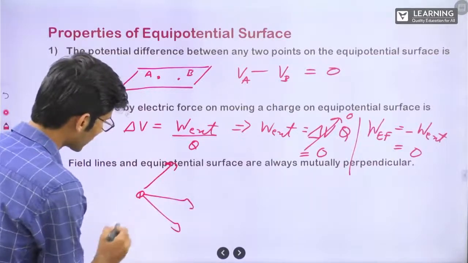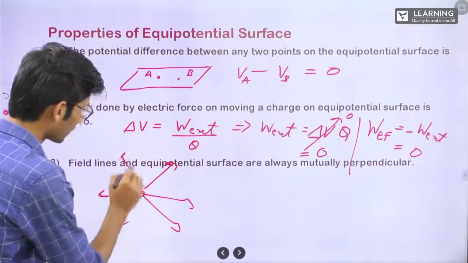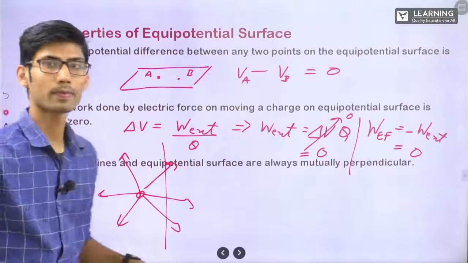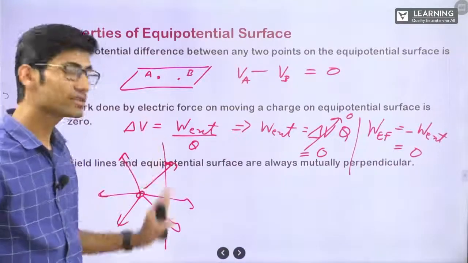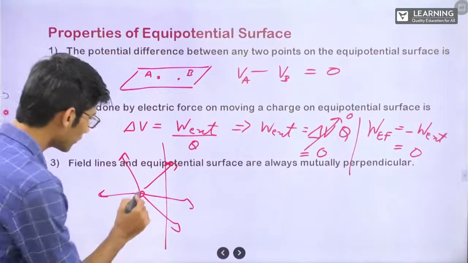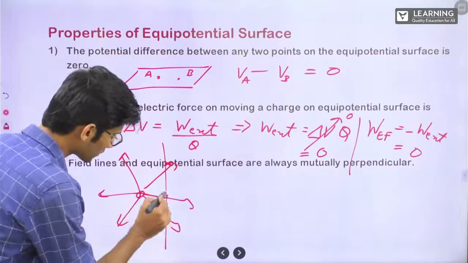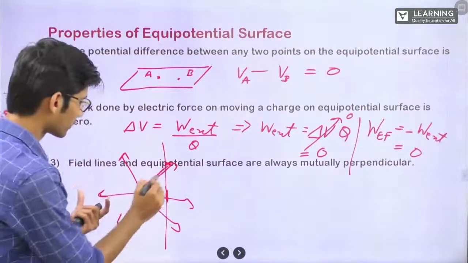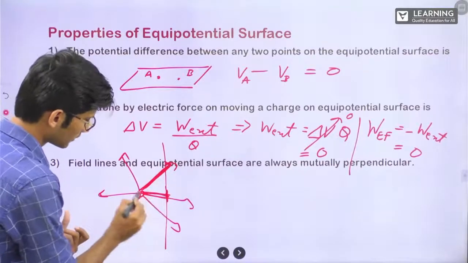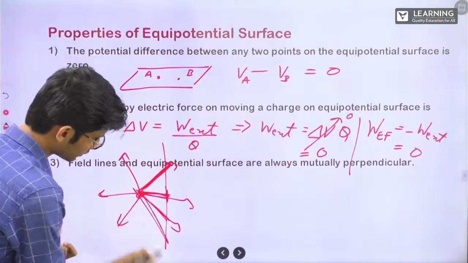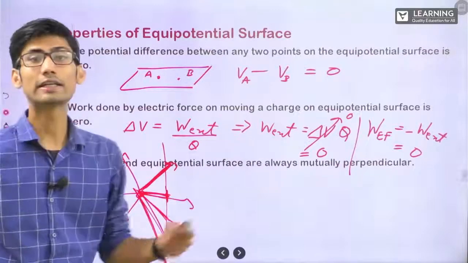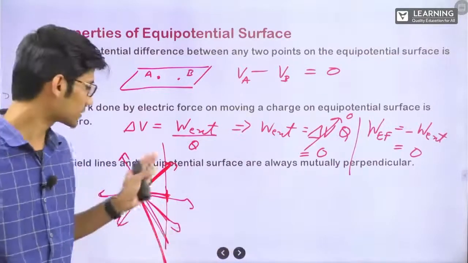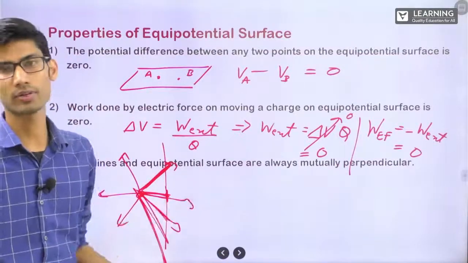Now suppose I do not make a sphere, and let's say electric field lines are coming like this. If I make a plane surface, why will this plane surface not be an equipotential surface? You see, the distance from here to this is different from this to here. This is more, this is less, this is more, this is again more, this is again more.